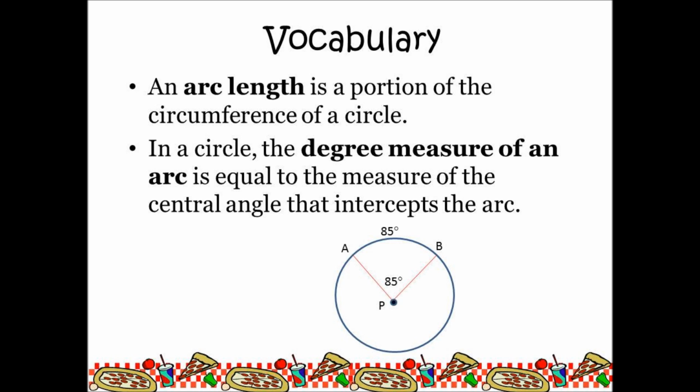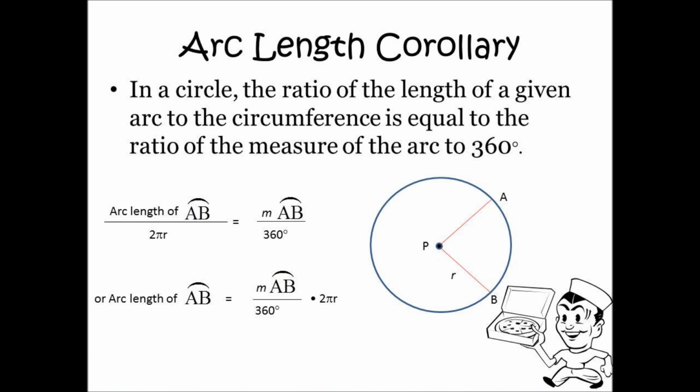Vocabulary. An arc length is a portion of the circumference of a circle. In a circle, the degree measure of an arc is equal to the measure of the central angle that intercepts the arc. Arc length corollary. In a circle, the ratio of the length of a given arc to the circumference is equal to the ratio of the measure of the arc to 360 degrees.